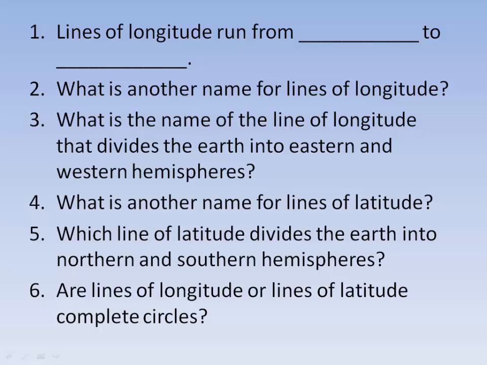What is another name for lines of latitude? Well, those are parallels because they're parallel to each other. Which line of latitude divides the Earth into northern and southern hemispheres? That would be the equator. Are lines of longitude or lines of latitude complete circles? Lines of latitude are complete circles. Lines of longitude are half circles.